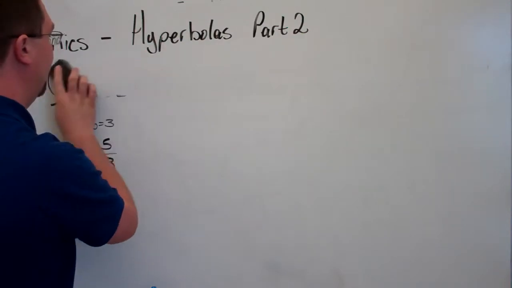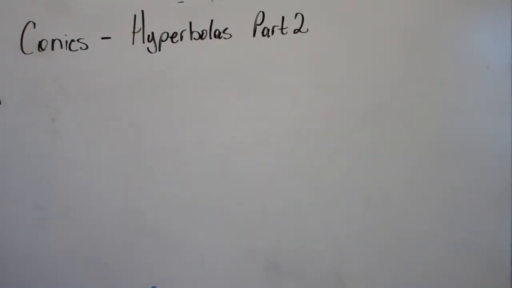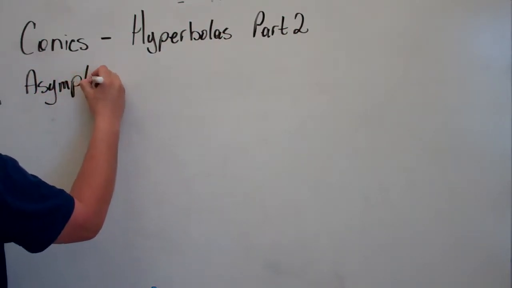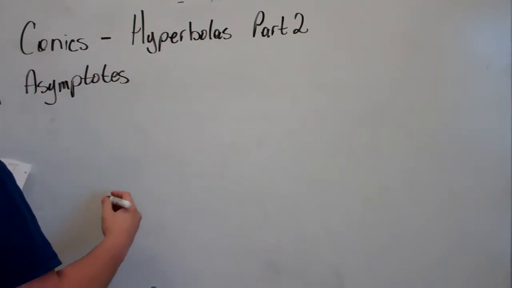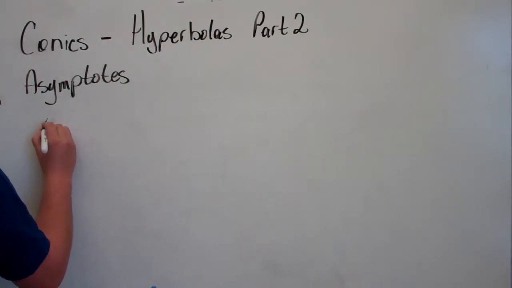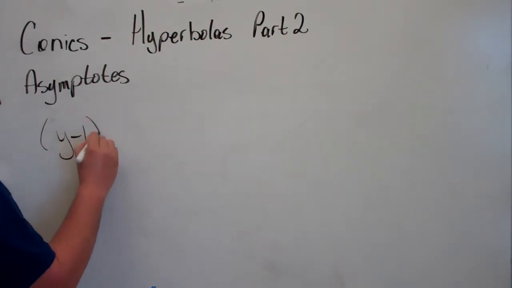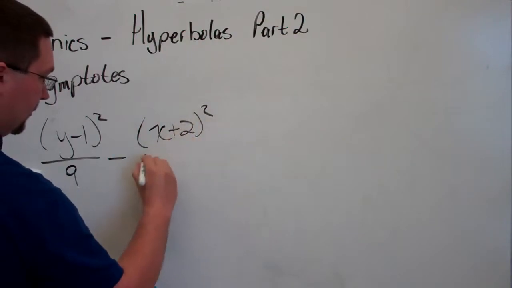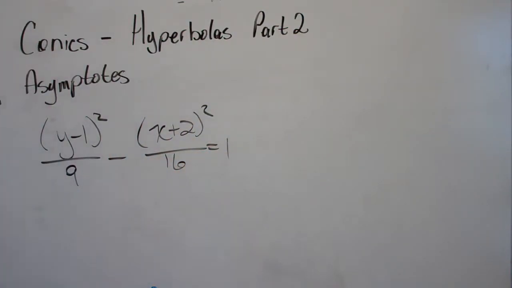Now, on to our last topic for today's video. Asymptotes. That weirdly spelled word. The asymptotes of hyperbolas. Of course, asymptotes are dotted lines which your graph would never cross. These are dotted lines that your hyperbola will never, ever cross. And if we use our same equation that we've been using throughout the video, let's find our asymptotes of this equation.